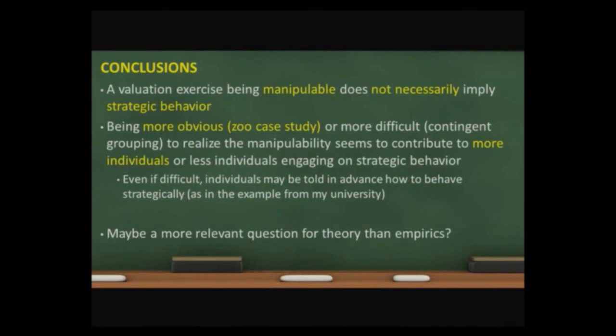And the more obvious you make it that it is manipulable in their favor, the more individuals will engage in this manipulation. That's what seems to come from the two extremes, or the two cases we just analyzed. And even if individuals find it difficult to realize, if they are told in advance, then they may engage in strategic behavior, as we saw in the train station at my university. Okay? So the word could spread before the survey, and then the survey would be vulnerable.